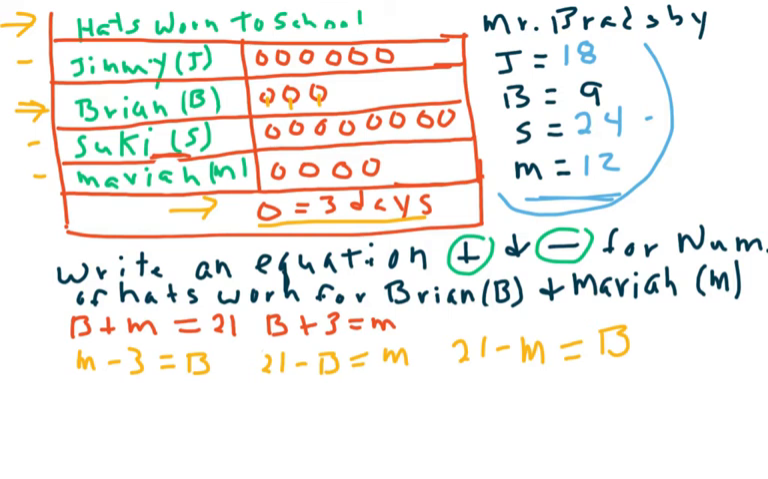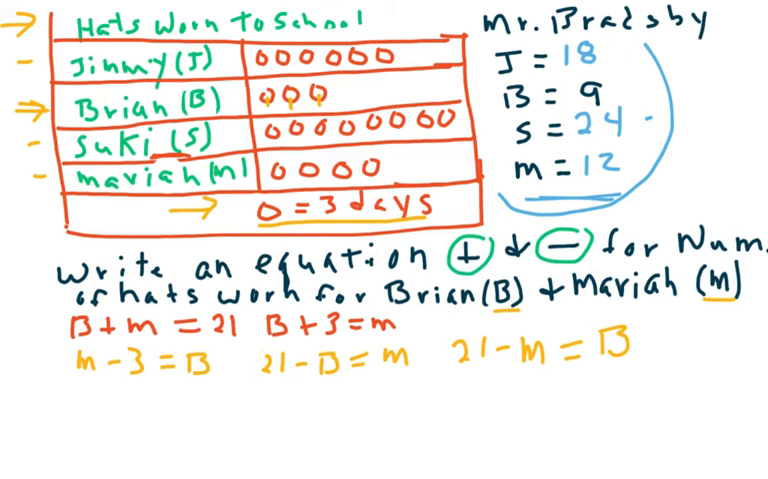Okay, so here we go. Here are some of the equations I wrote using addition and subtraction for Brian and Mariah. Maybe I wasn't clear, but I wanted you to use what we call, as you know, variables, both the B and the M when we write these out. But this gives you an idea of what we could do.